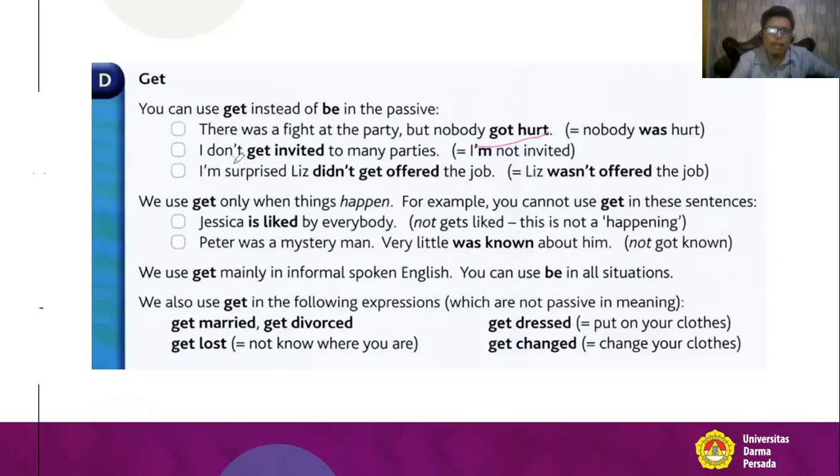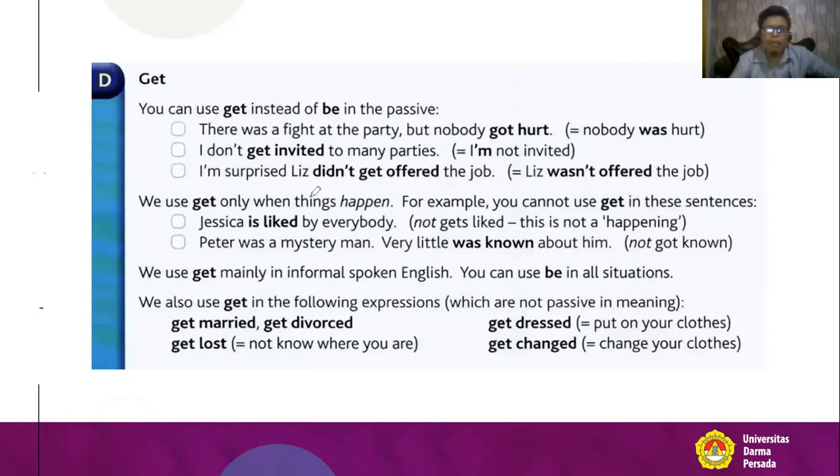I don't get invited. See, we have get and then invited, that is passive. So you can say, I'm not invited. The same. I'm surprised Liz didn't get offered. See again, get and then offered. That is passive. Lisa wasn't offered. The same.